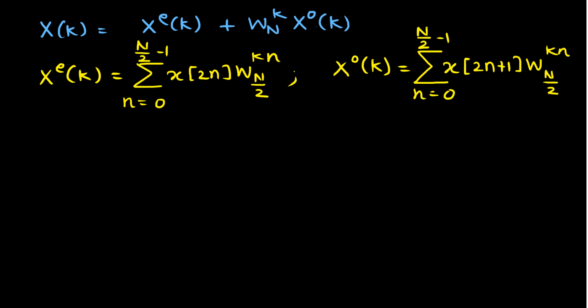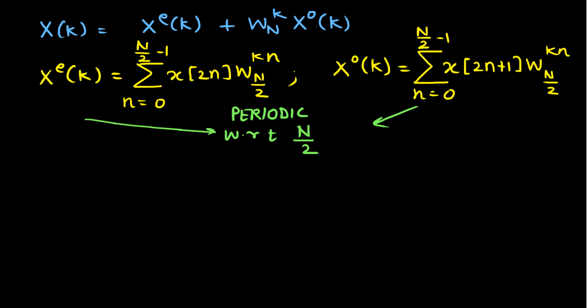Now we know that these two are n by 2 point DFTs, which means that both of them would be periodic with respect to n by 2. As these both are n by 2 point DFTs, they would be periodic with respect to period n by 2. And moreover, as these are n by 2 point DFTs, this k will also be ranging from 0, 1 and so on till n by 2 minus 1 only.